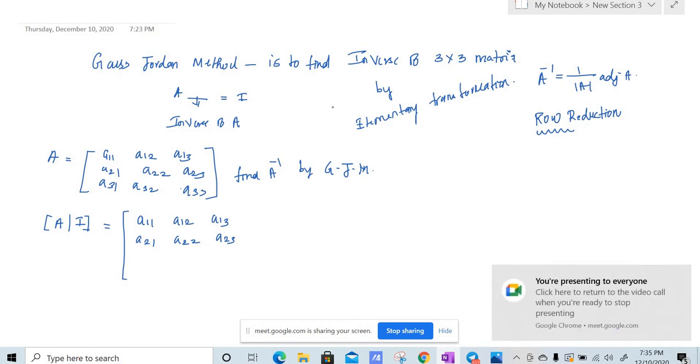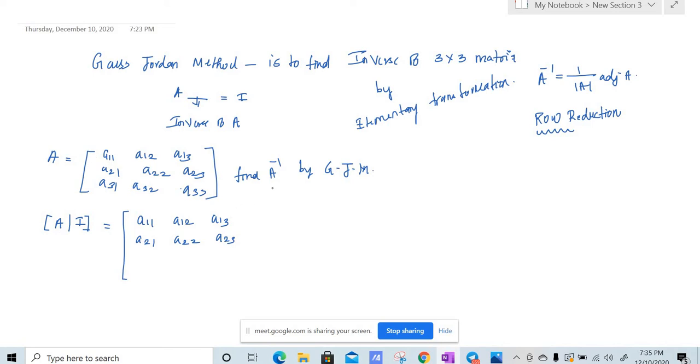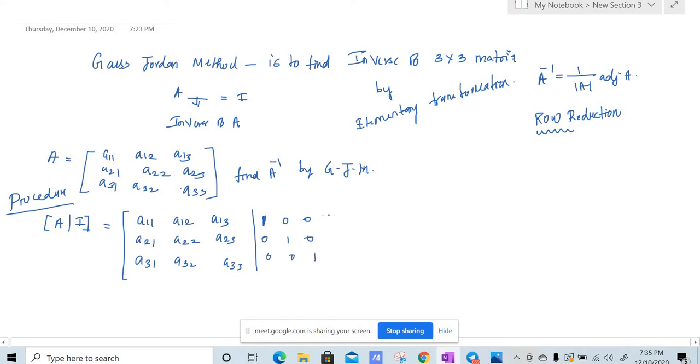So Gauss-Jordan method is to find the inverse of a 3 by 3 matrix by elementary transformation. They will give a 3 by 3 matrix. We need to find A inverse. So this is the procedure now. The procedure is, first we need to augment A and I. A is the given matrix, A31, A32 and A33, and then you just write the identity matrix 1 0 0, 0 1 0, 0 0 1.